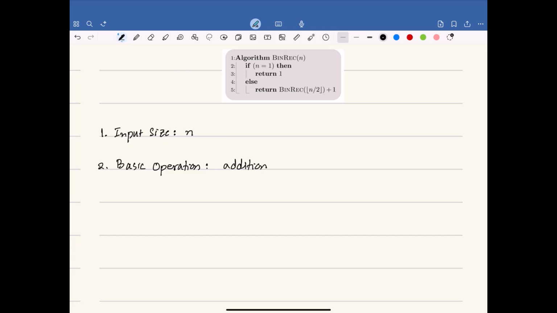Since the addition is executed the same number of times for all values of n, the analysis is considered an every case analysis, and this is step 3. The analysis type is every case. Next, we determine the time complexity of the algorithm by counting how many times the addition operation is executed. And this will be step 4, the time complexity.